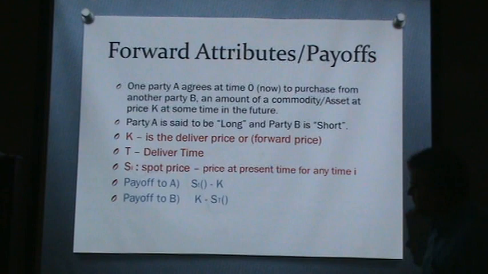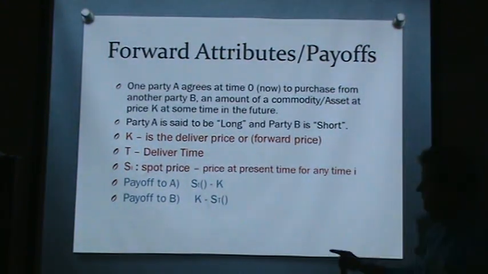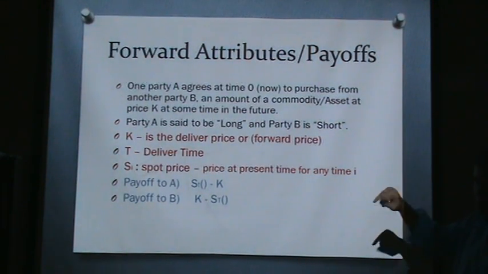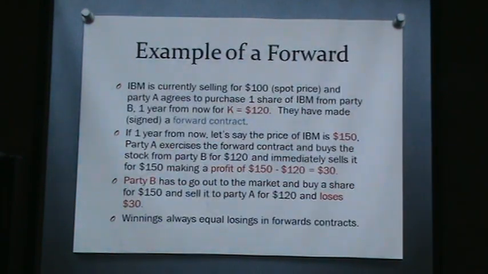I think the next slide is an example. The payoff to B is the opposite of that. So however much money A wins or loses, B will lose or win the same amount. It ends up being a zero-sum game. So I think the next one is an example.